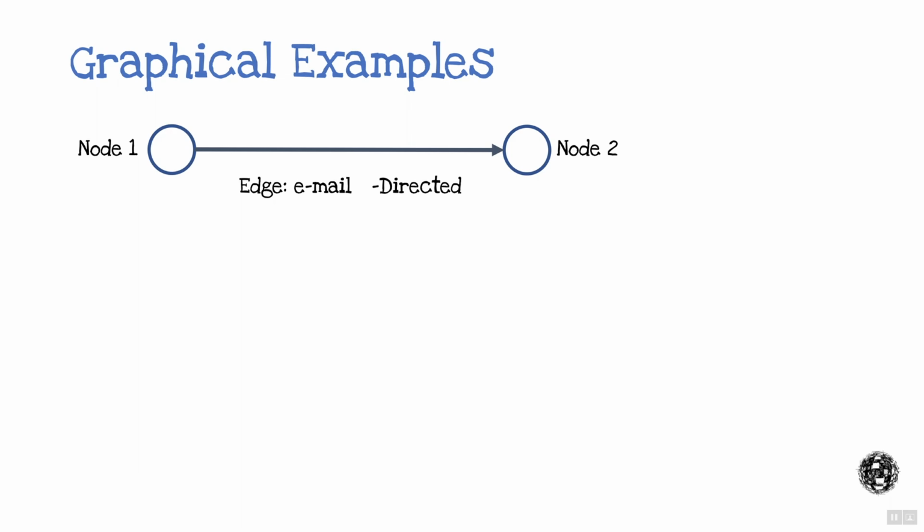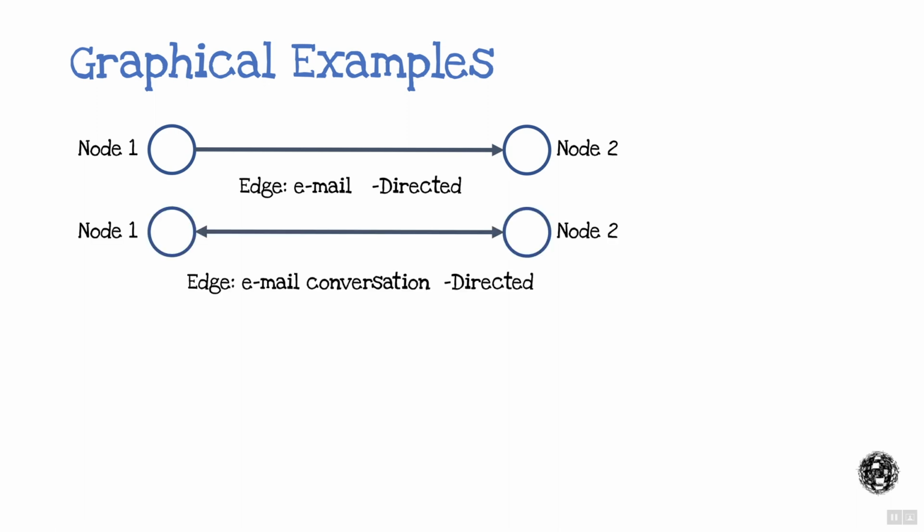So it could be an email. Node 1 has emailed node 2, and you'll note that the arrow just here is pointing in that direction. Now, if it was an email conversation, node 1 could have emailed node 2 and then node 2 emailed back. I've got two arrows here.